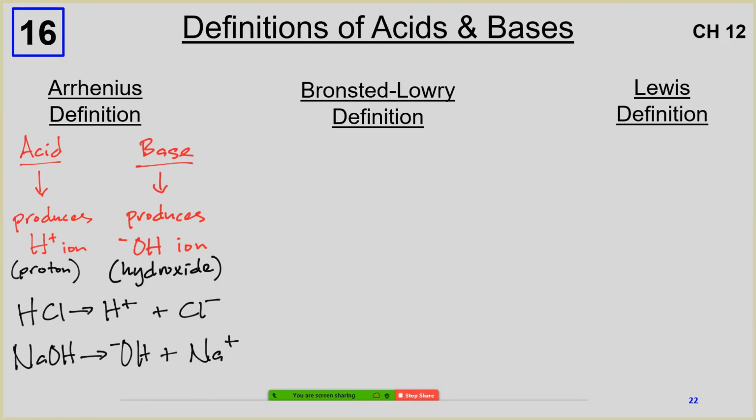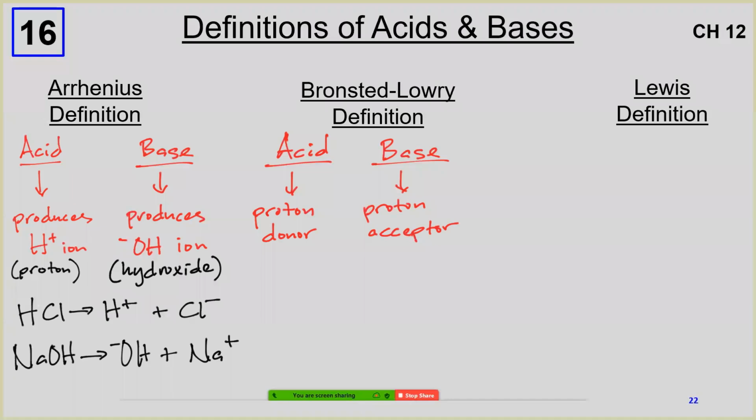The Bronsted-Lowry definition, let's take a look. So for an acid, it would be a proton donor. It donates a proton. So the Arrhenius definition of an acid overlaps with the Bronsted-Lowry definition. The base would be the proton acceptor. So any compound that has the ability to accept a proton is considered a Bronsted-Lowry base.